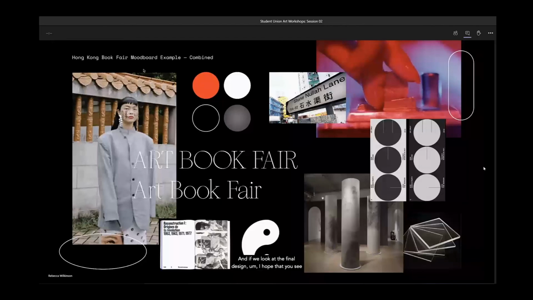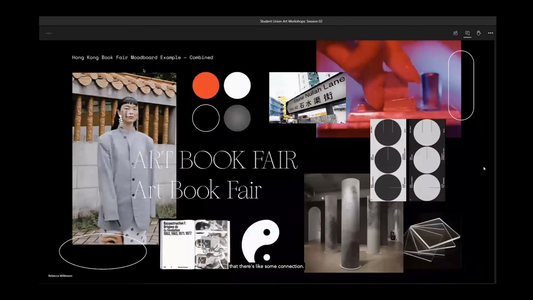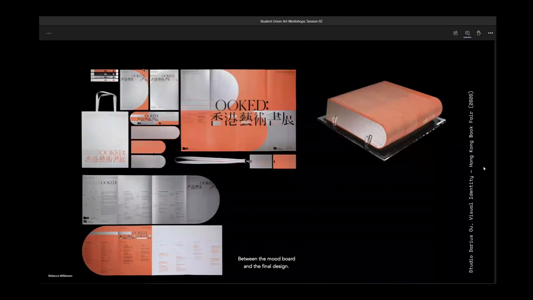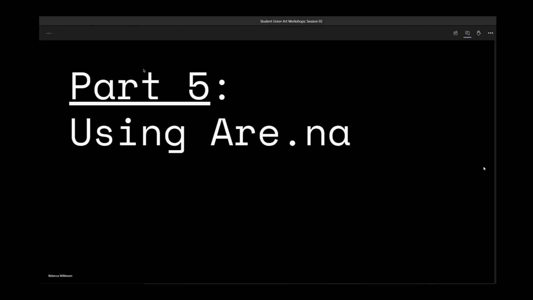And if we look at the final design, I hope that you see that there is some connection between the mood board and the final design. So the purpose of this mood board is really to inform the design work you do later. A mood board can exist online, you could create it in a PDF, it could be a bunch of images taped to the wall in your room. That is really not important, but what's important is to convey all these various elements in order to inform your design work.